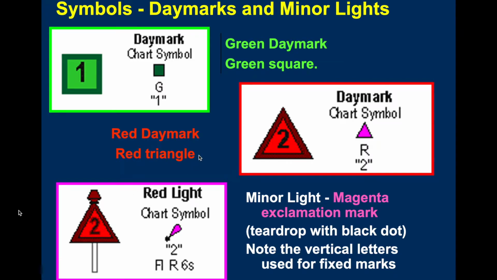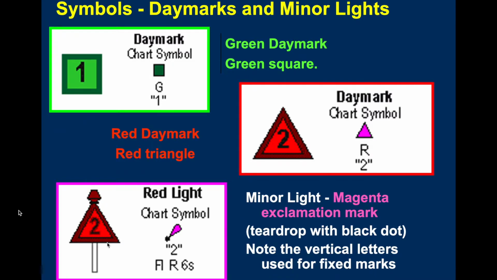So here's some day marks. We'll start upper left hand of the screen here. It's number 1, square. You can see the square symbol on the chart, green, number 1, pretty simple. The starboard mark, or the red mark, is triangle shaped. It's a triangle on the chart, red, number 2.